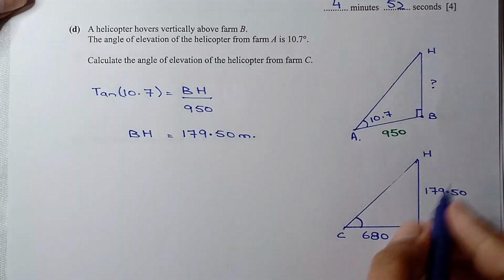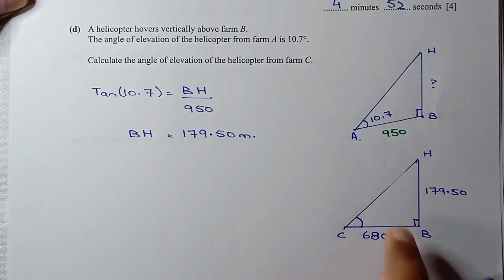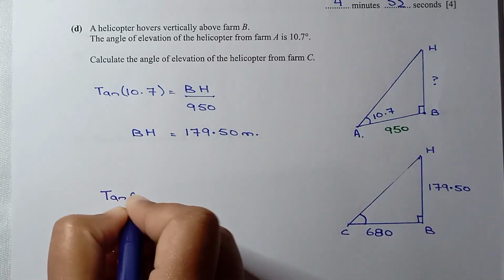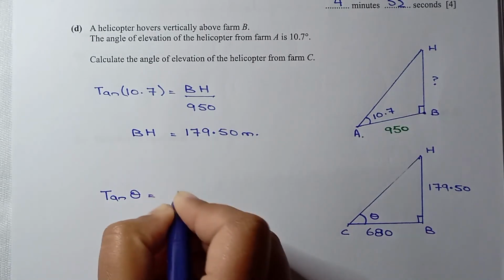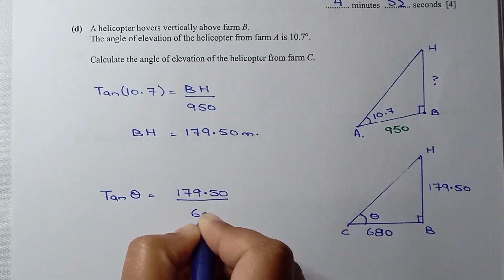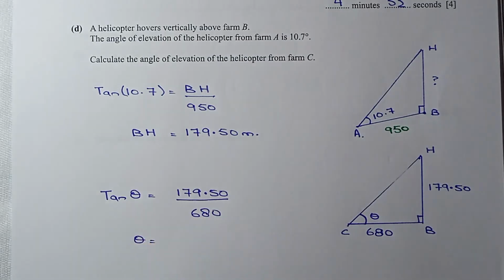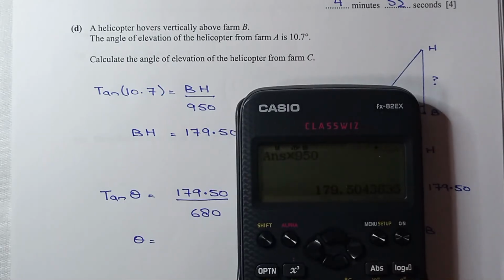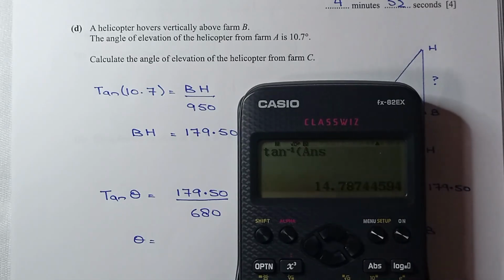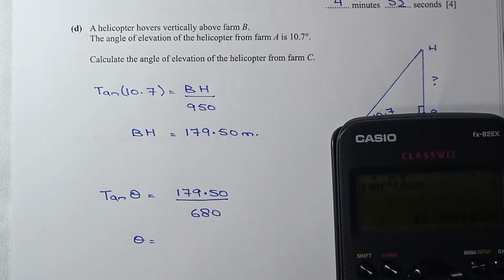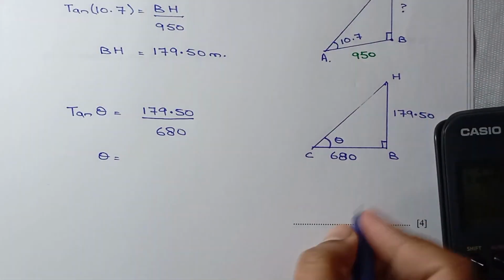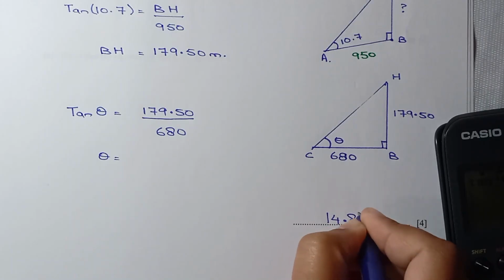Again we use the primary trigonometric ratios. We have opposite and adjacent. We use tangent again, so tan of theta, let's say this angle is theta, would be equal to opposite, which is 179.50, over adjacent, which is 680. So we can find theta by doing tan inverse. Dividing by 680 and doing a tan inverse, we will get 14.78. So the angle theta is 14.78, or we can say just 14.8 degrees.